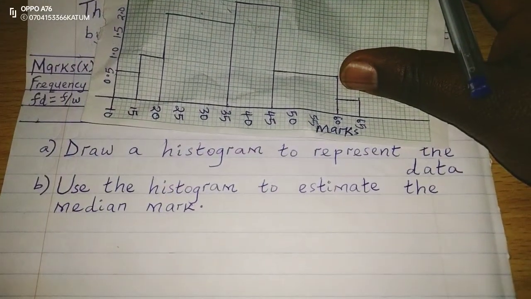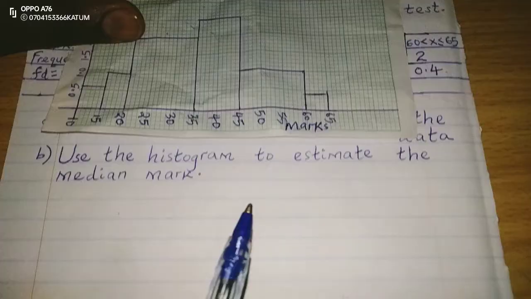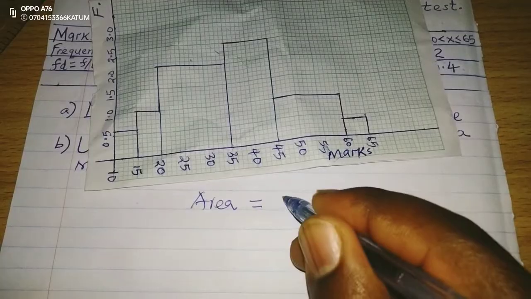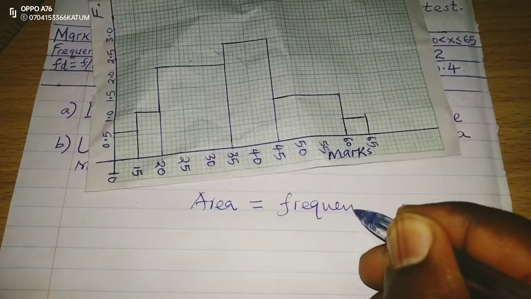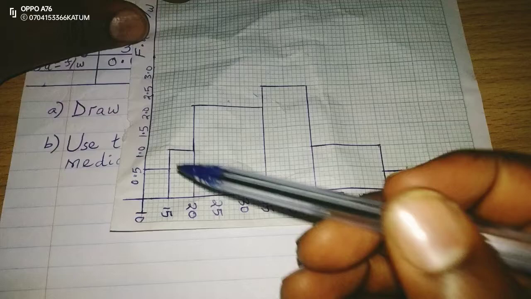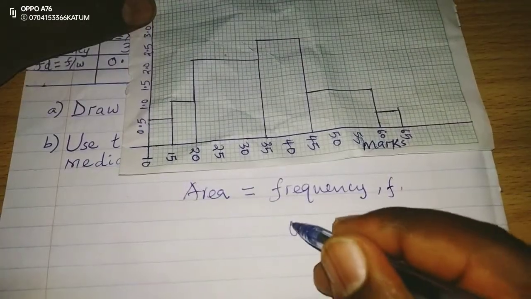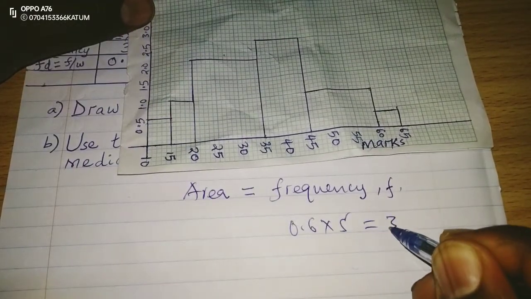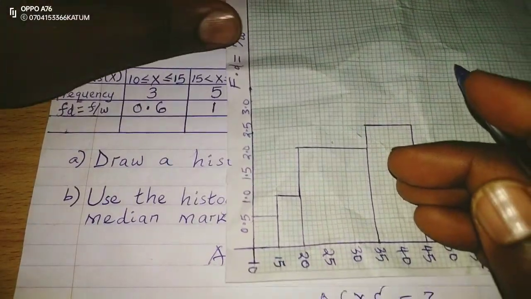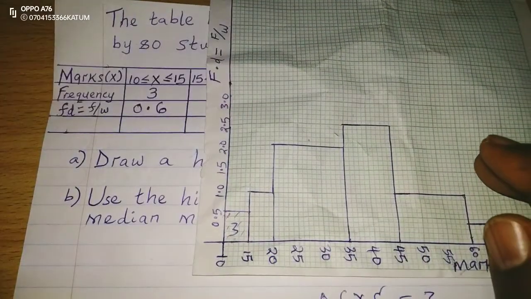Now it's upon us to use the histogram to estimate the median. Something we are supposed to know is that the area of this bar is going to give us the frequency, or rather the number of students in that class. For example, the frequency density of 0.6 and the width of 5 will give us 3. That is the number of students, or rather the frequency for the first class. Therefore, for the first class, we are having 3 students.